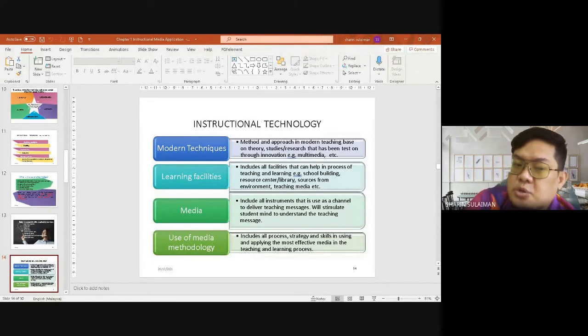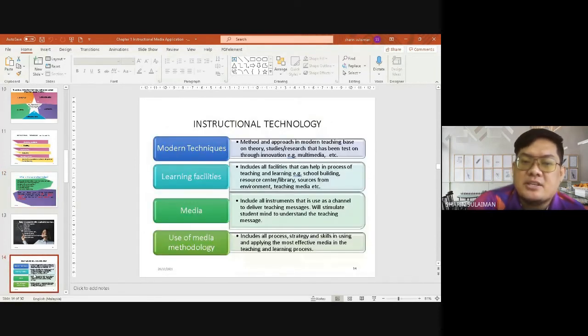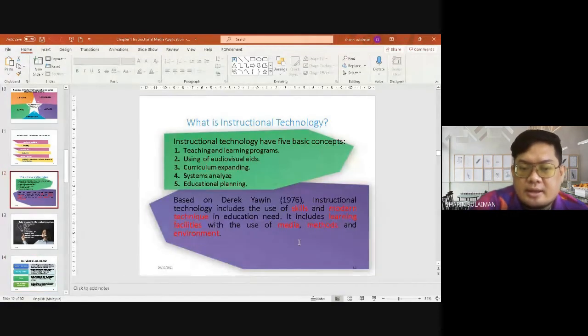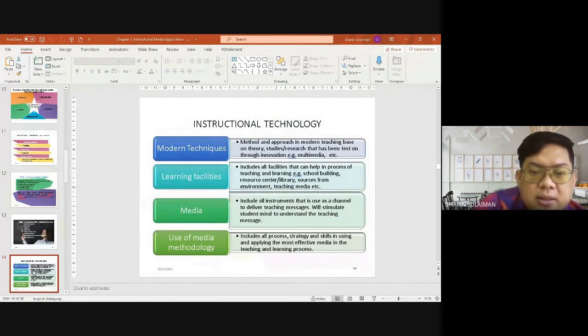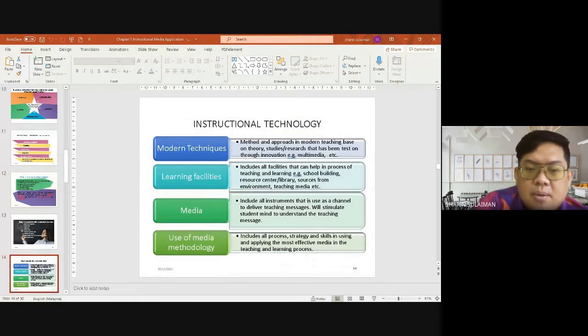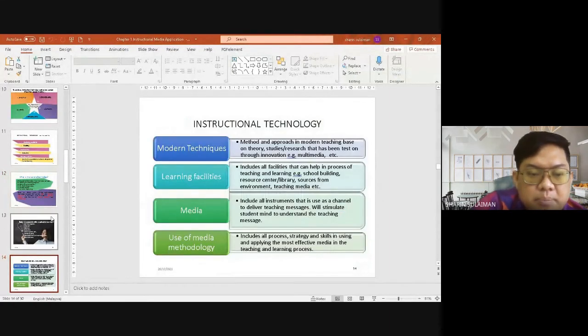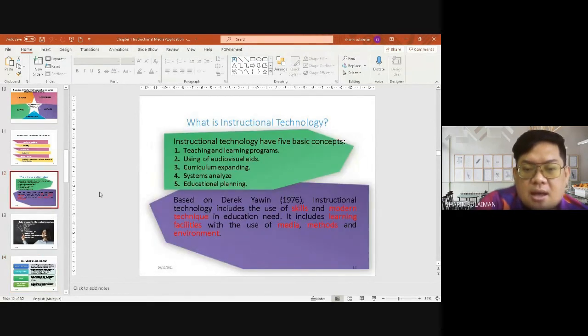So here, the red ones just now, Derek Rabin's ID explanation. Is modern technique here? Yes, this one. Then what did he say? Learning facilities, did he mention it? Learning is in learning facilities, Derek Rabin. Then what else? Media, is the word media there? Yes, media. Okay, next, is there use of media methodology? No. But take methods and environment.